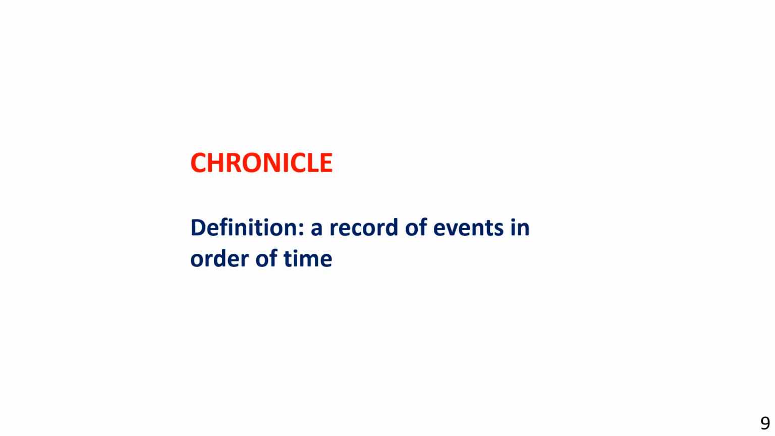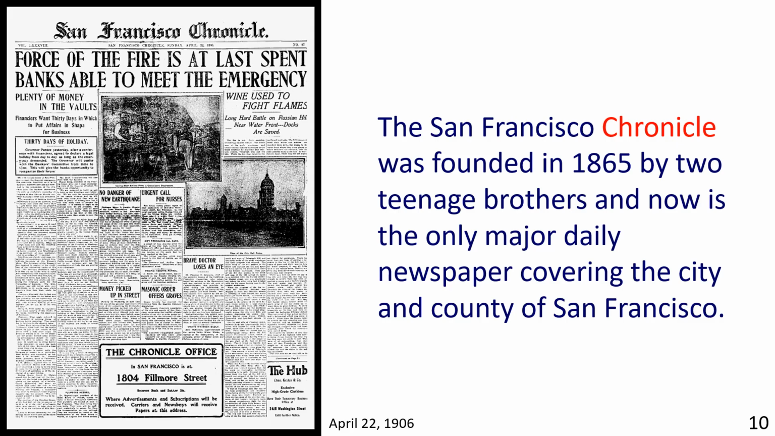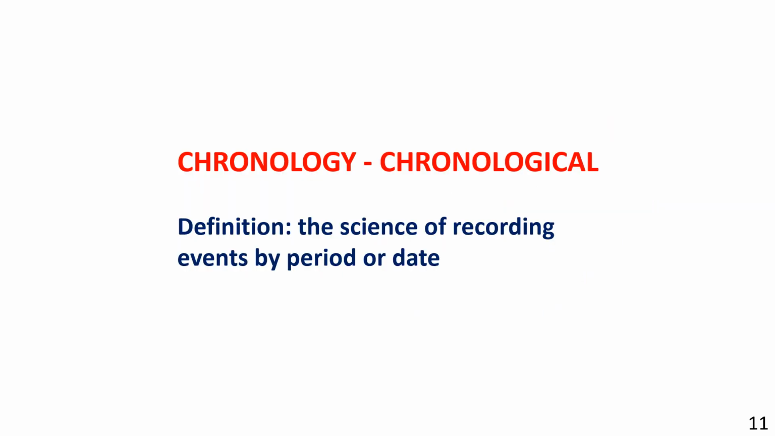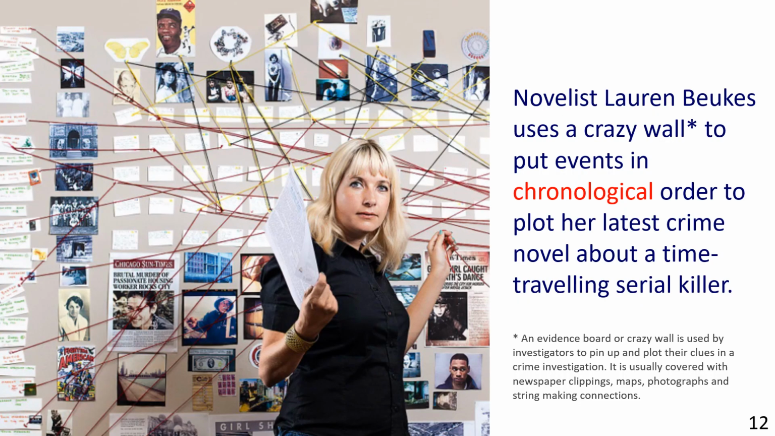Another word, chronicle, a record of events in order of time. And here's a sentence example from the San Francisco Chronicle newspaper. Then chronology or chronological, the science of recording events by period or date. And the example here is of a crime wall that police investigators use, putting events in chronological order.